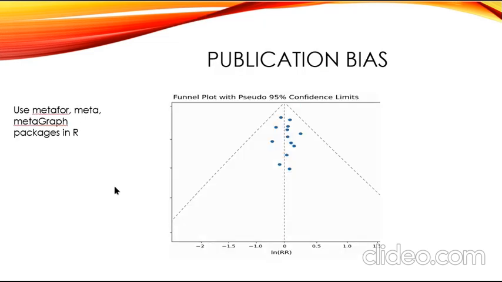Then this is the publication bias. See, the study has collected the significant-result-based studies and the insignificant-result-based studies also, right? So the study will be more transparent, the result will be authenticated, and there is a heterogeneity of the study between monocropping and crop diversification. And you can perform this using metafor, meta or metagraph packages in R software. Simple. So you can do like this.